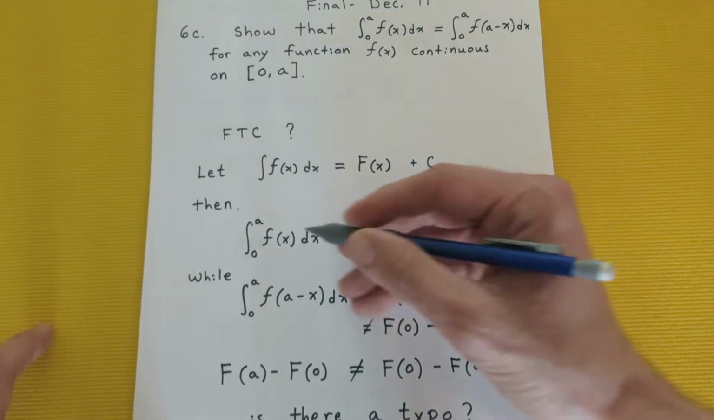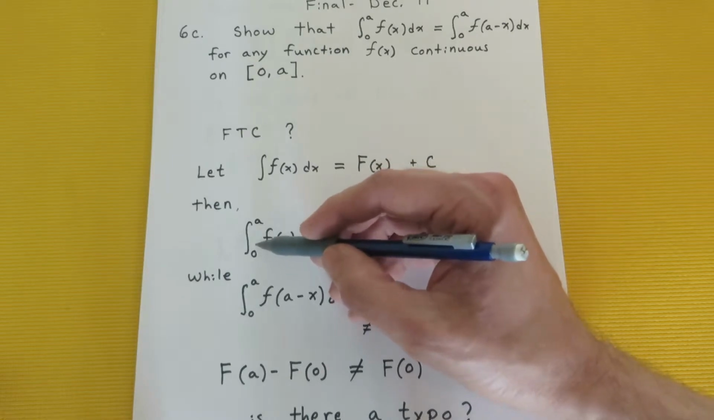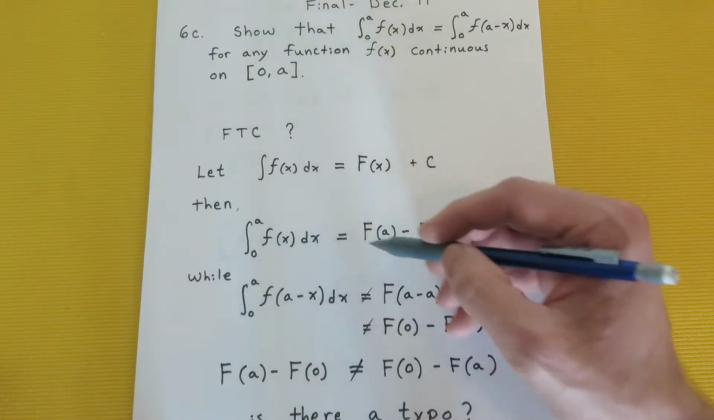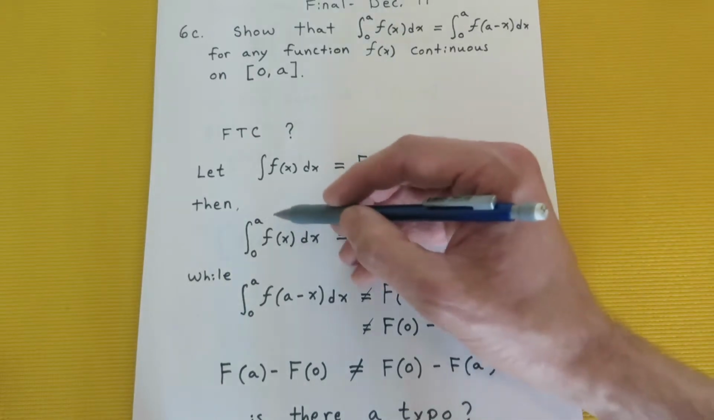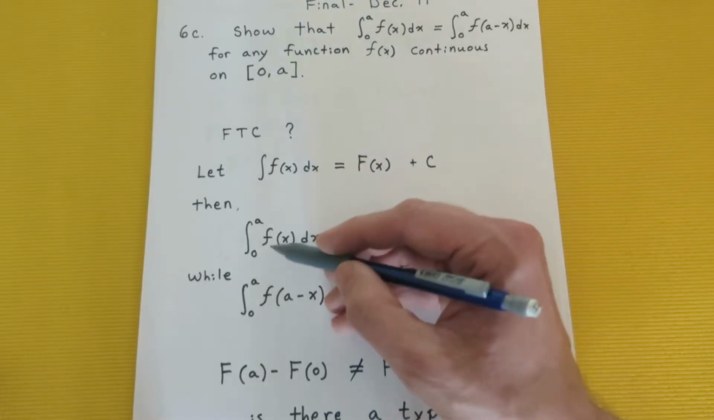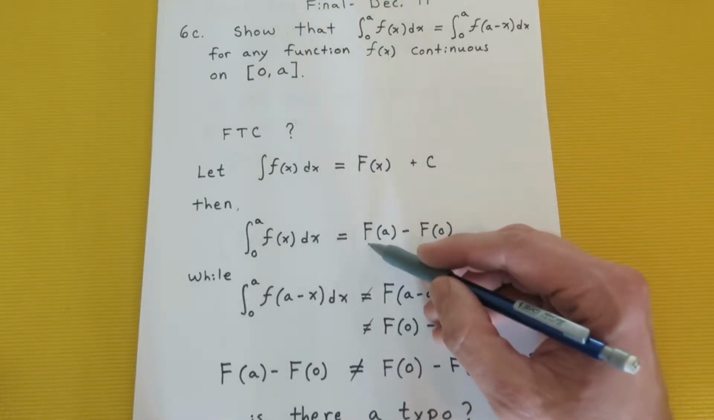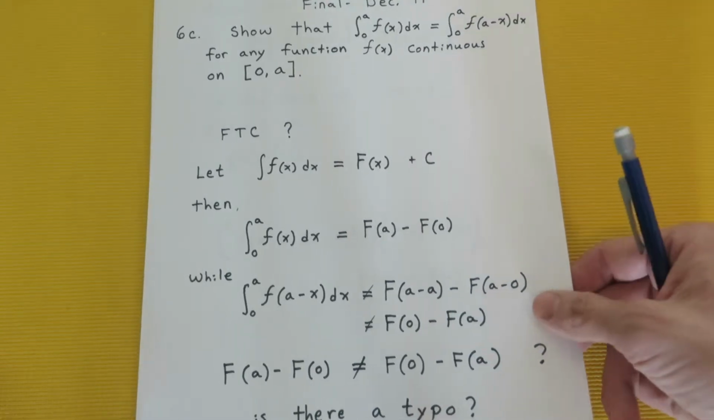And then by definition of a definite integral, if we have the integral from 0 to a of f of x dx, that's just going to equal big F of our upper bound, which is a, minus big F of our lower bound, which is 0. So that's big F of a minus big F of 0. But you have to be careful.